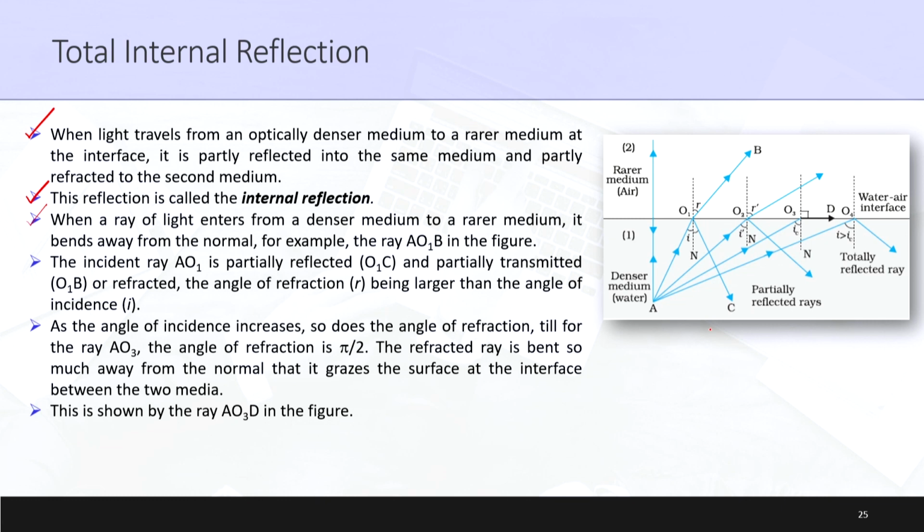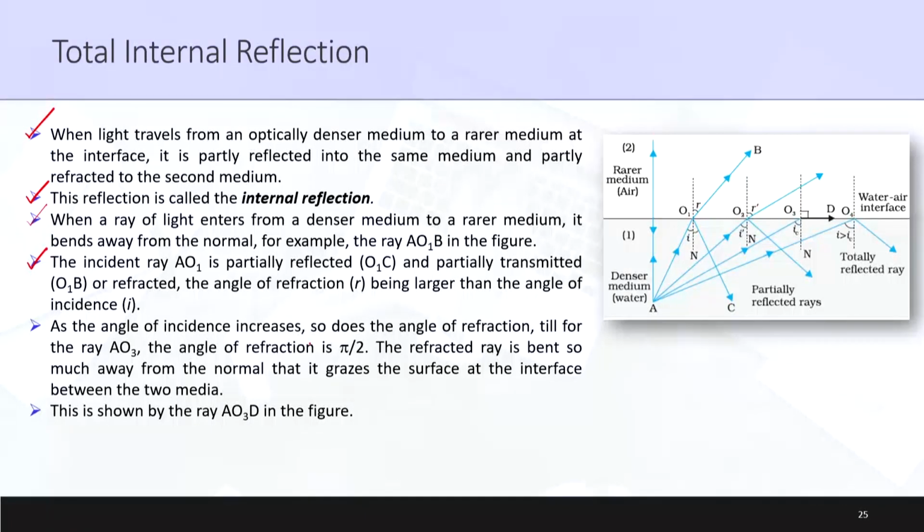As the angle of incidence increases, so does the angle of refraction, quite evident. As the angle of incidence keeps increasing, the angle of refraction also keeps increasing, because the angle of refraction has to be greater than the angle of incidence. Why? Because it is always bending away from the normal. So as the angle of incidence increases, so does the angle of refraction, till for the ray A O3 the angle of refraction is pi by 2 now.